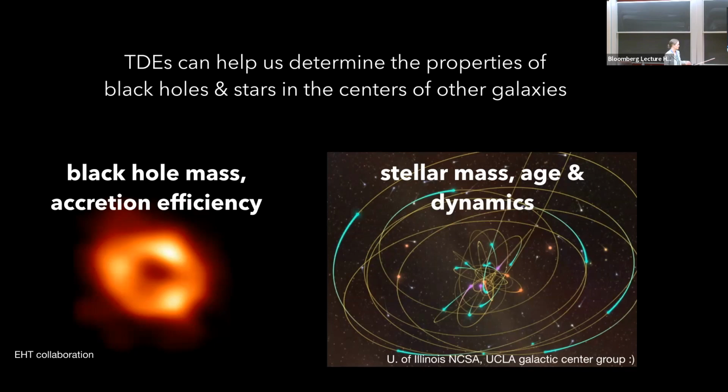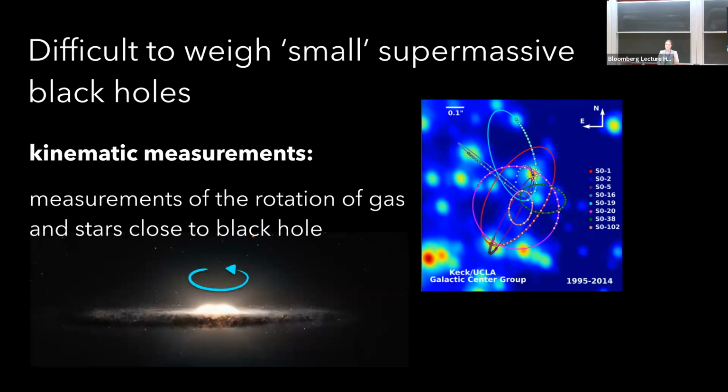And so I'll just jump into some of the motivation for why we're particularly excited about using TDEs to do this. First of all, as we know, it's difficult to weigh small supermassive black holes. This is just because we mostly rely on kinematic measurements. And so as the black hole's mass goes down, it has less of an effect on the stars and gas surrounding it.